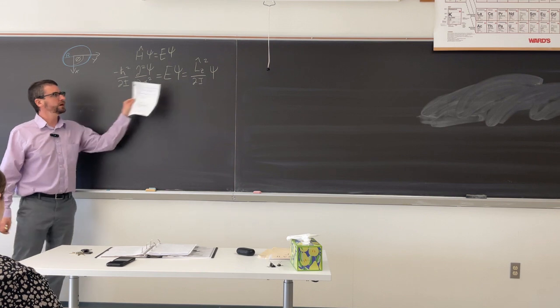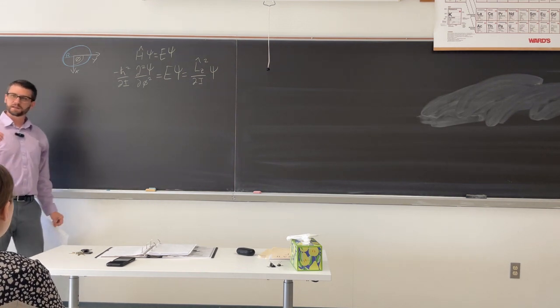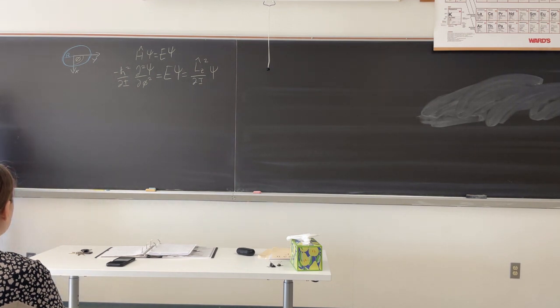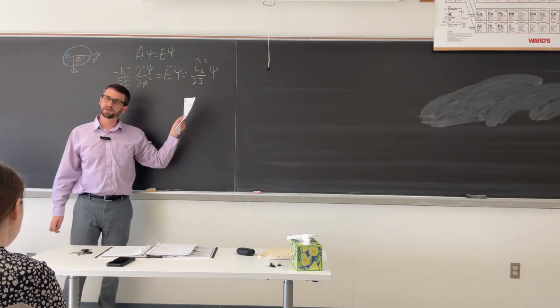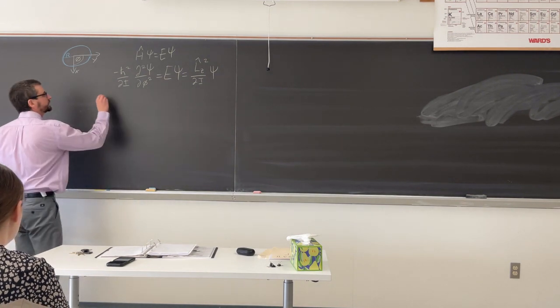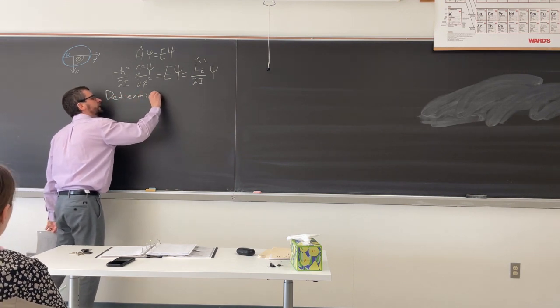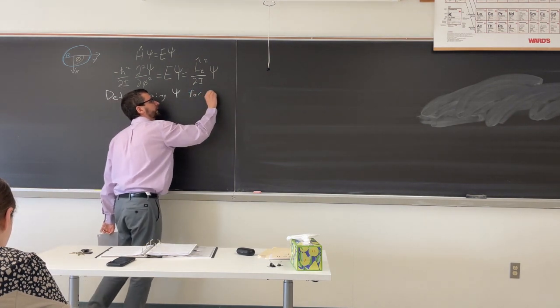Okay, so now we're here. We have a Schrodinger equation. In all of our other systems, what did we do next? Yeah, we got to figure out what the wave function is. So let's try to determine in this class what the wave function is for a particle on a ring.